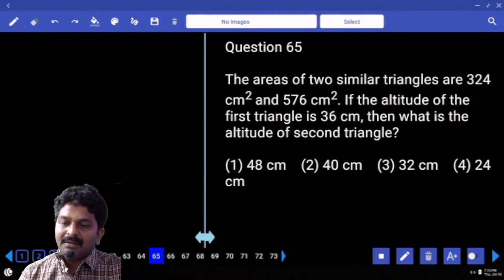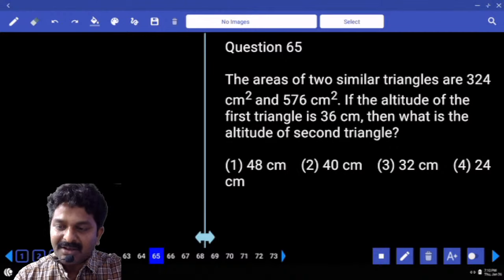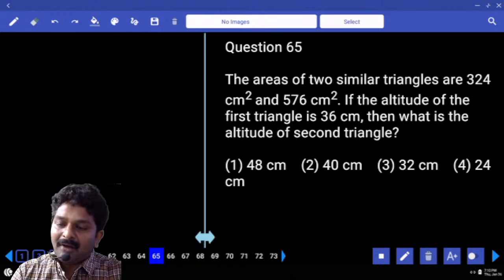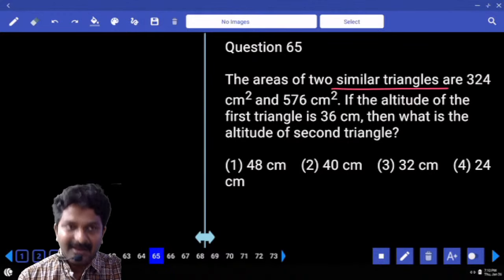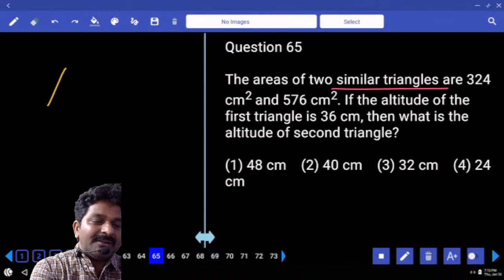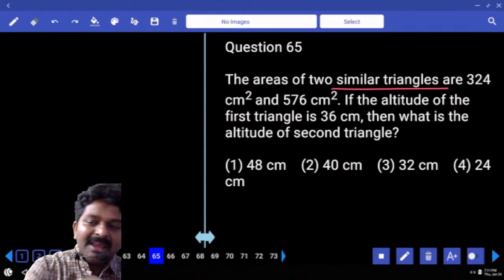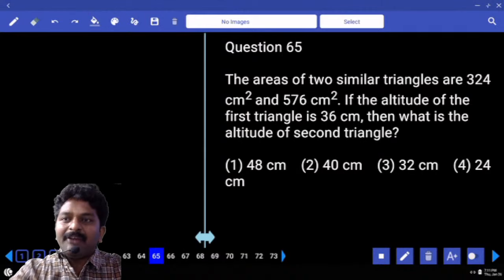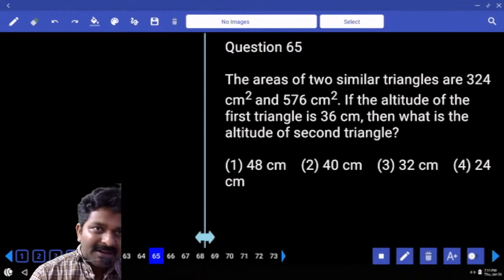Next, the areas of two similar triangles are 324 and 576 square centimeters. If the altitude of the first triangle is 36, then what is the altitude of the second triangle? They may compare altitudes or the side, whatever it is, because they are similar triangles. Whatever the relation between sides we have, the same will be the ratio between their heights. In area, it is a square format, right? Because you will be multiplying two variables. It is two-dimensional. Agreed?